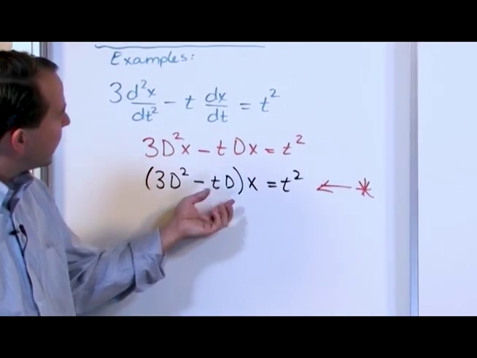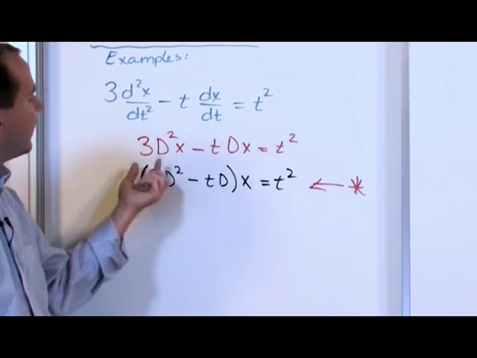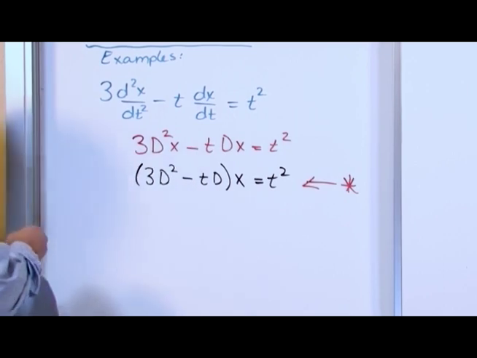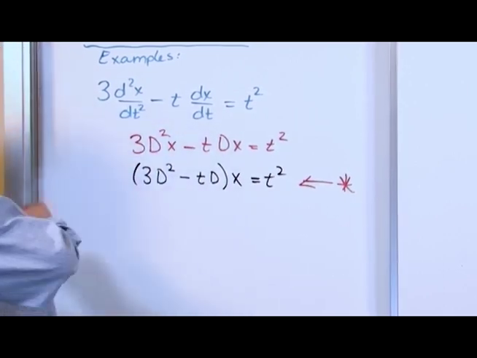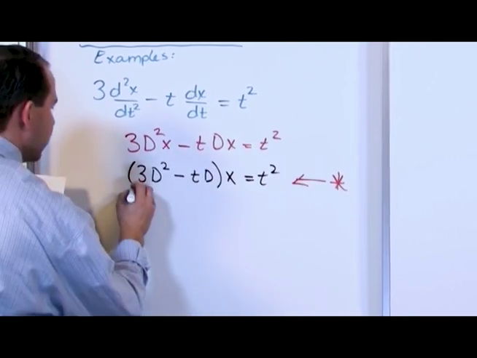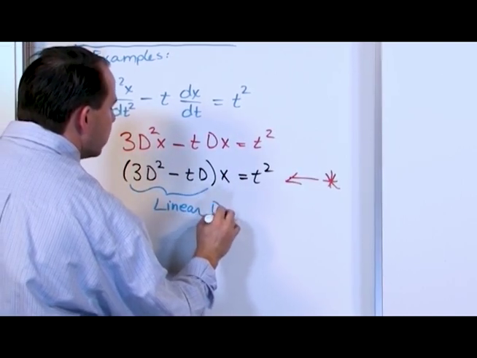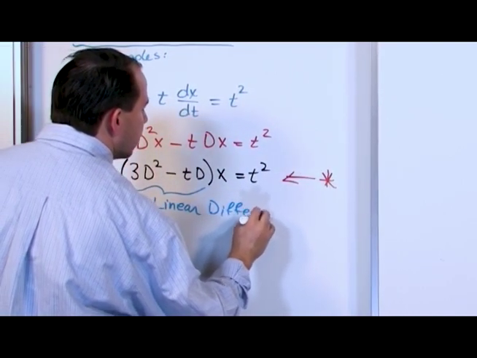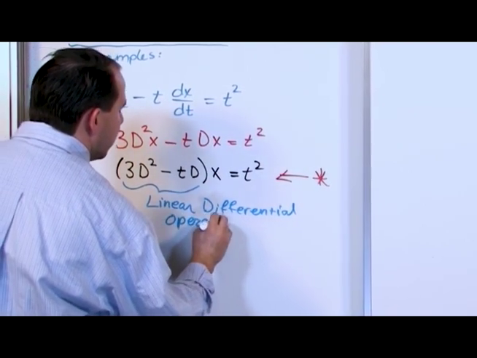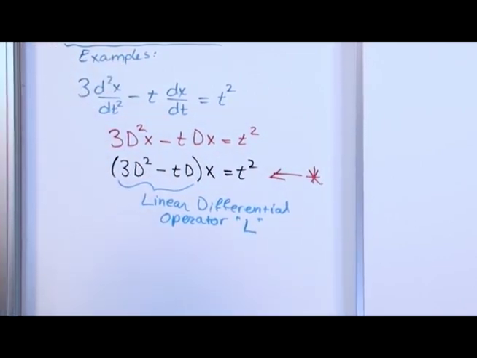So we have a set of derivatives operating on a function x. And when we do that operation, we say that it's equal to t squared. This is our differential equation. So it's really important for you to understand that, because this guy is really the linear differential operator for this problem. So we're going to say that this is our linear differential operator. And we put it in quotes, L. Usually you write it as L. L means linear differential operator.